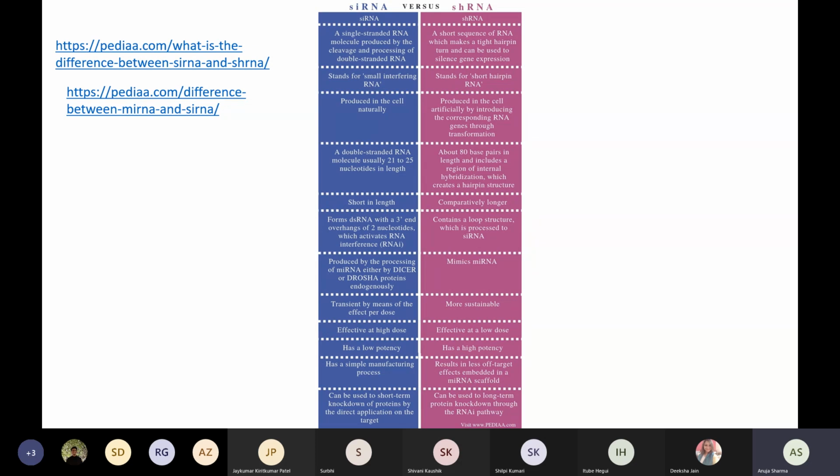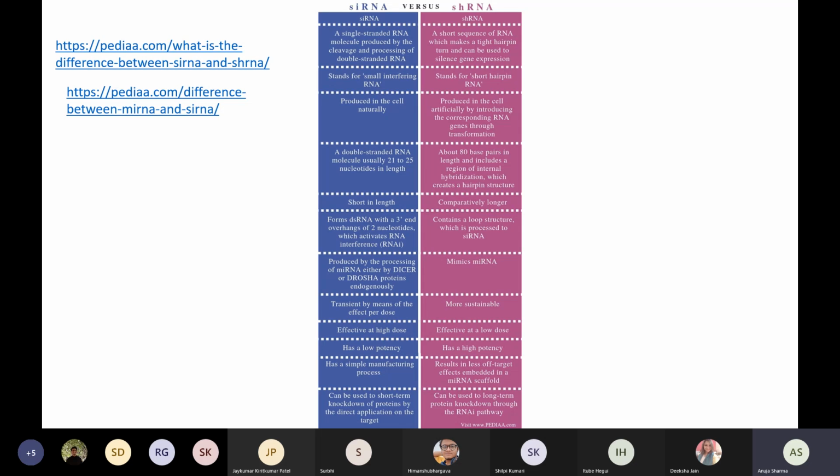Here, a brief point. This shRNA is responsible for turning off the disease-causing gene, the gene which is responsible for the disease. So the main difference between siRNA and shRNA is siRNA is transient while shRNA will be stable. What do I mean by that? Basically, siRNA and shRNA both will knock down your gene or shut down your gene.